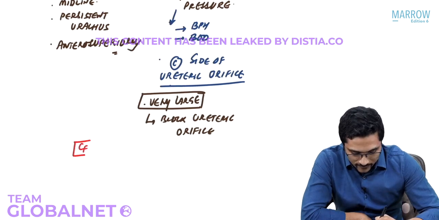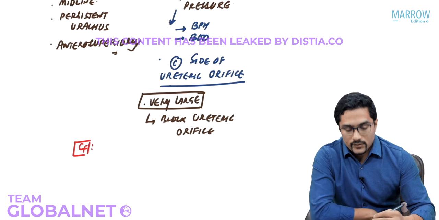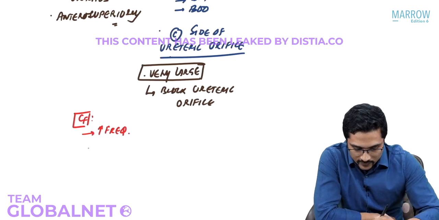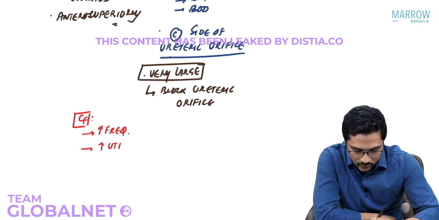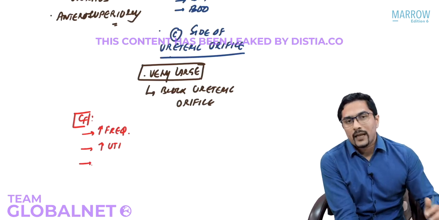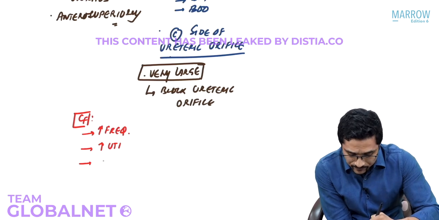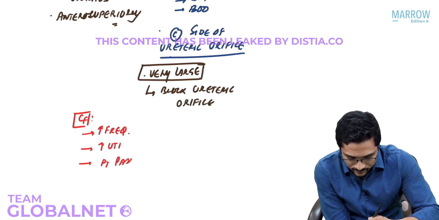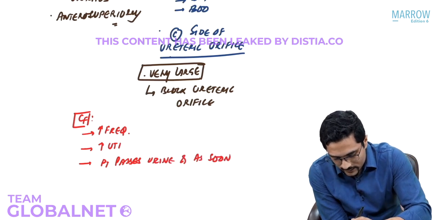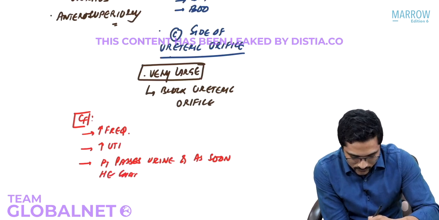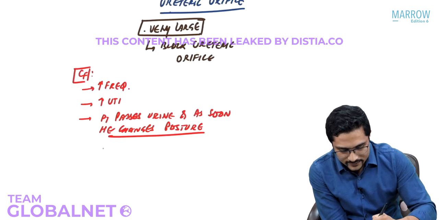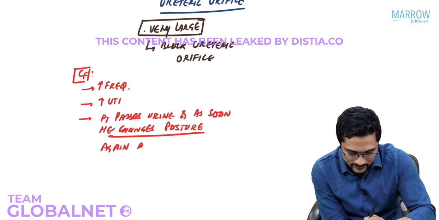So what will be the clinical features of bladder diverticulae? There will be increased frequency of micturition, and increased incidence of urinary tract infections can be there. Another classical telltale finding of bladder diverticulae is that the patient passes urine, and as soon as he changes posture, he again has the urge to pass urine.